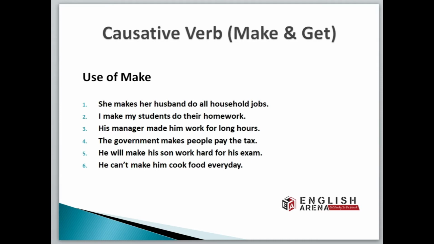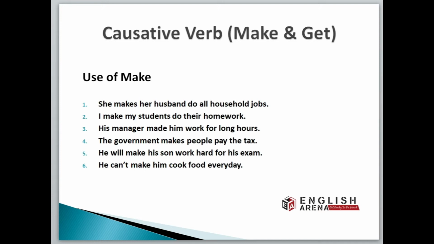So guys, one more thing I would like to clear here: with make, we always use the first form of the verb. We use the base form. The word make changes. The causative verb make changes according to the sentence, right? For example, if you're using present simple tense, you use makes if the subject of your sentence is he, she, it, or any name. So for example, she makes her husband do all household jobs.